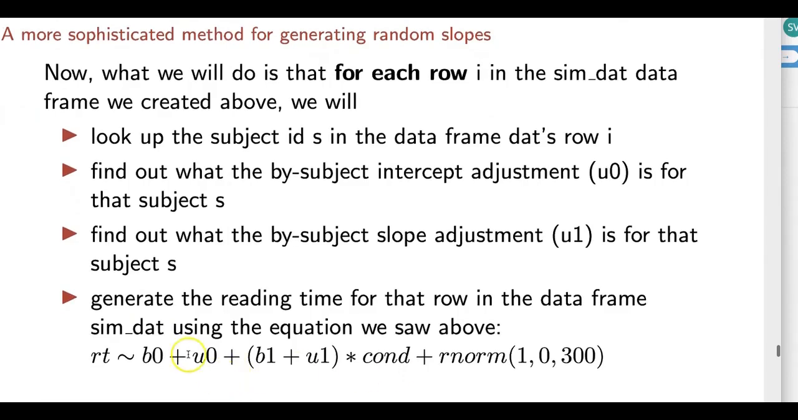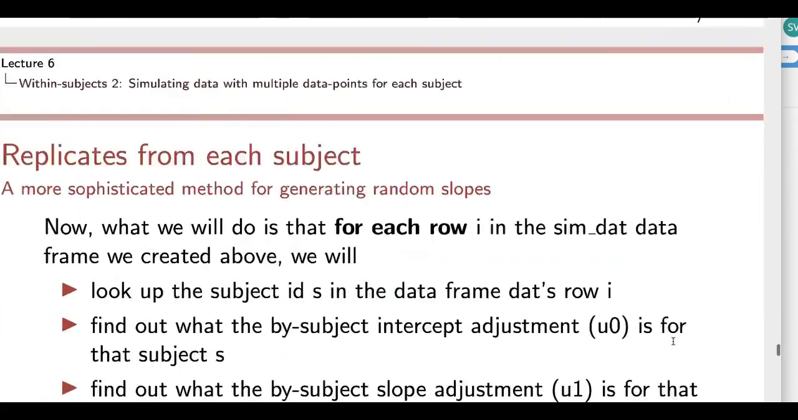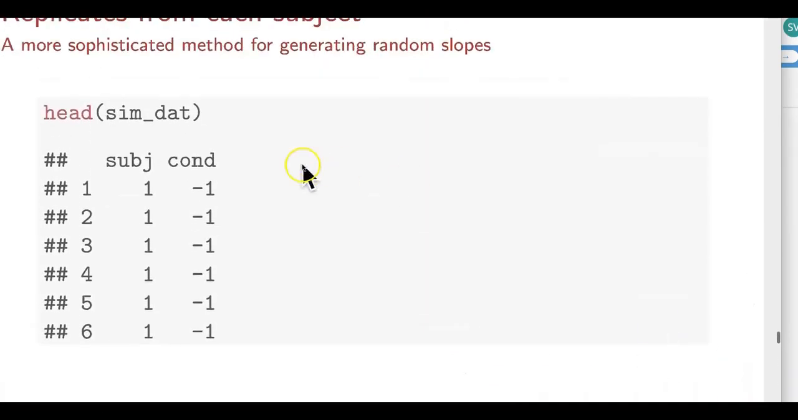And then we're going to plug in that value, the U0 and U1 value for that subject, into our data generation function for the particular row in the data frame. So what that means is we're going to go row by row. SimDat is here. I'm going to go to the first row, look up subject 1.